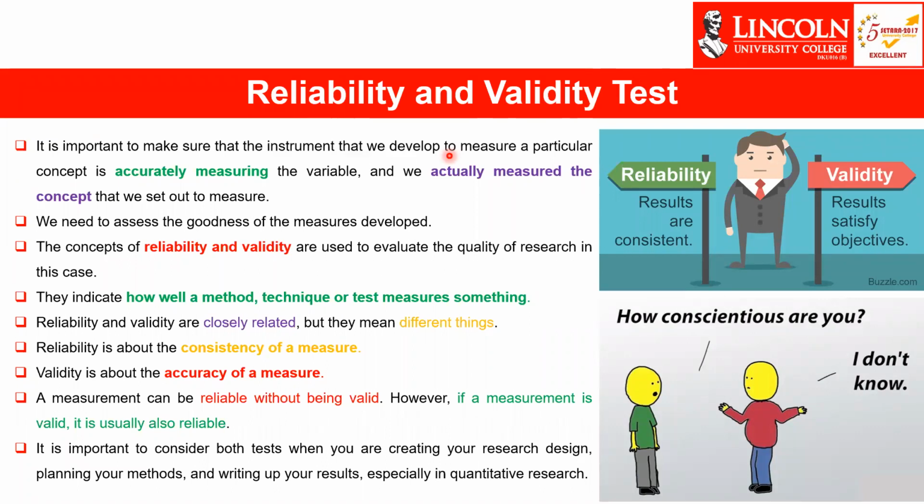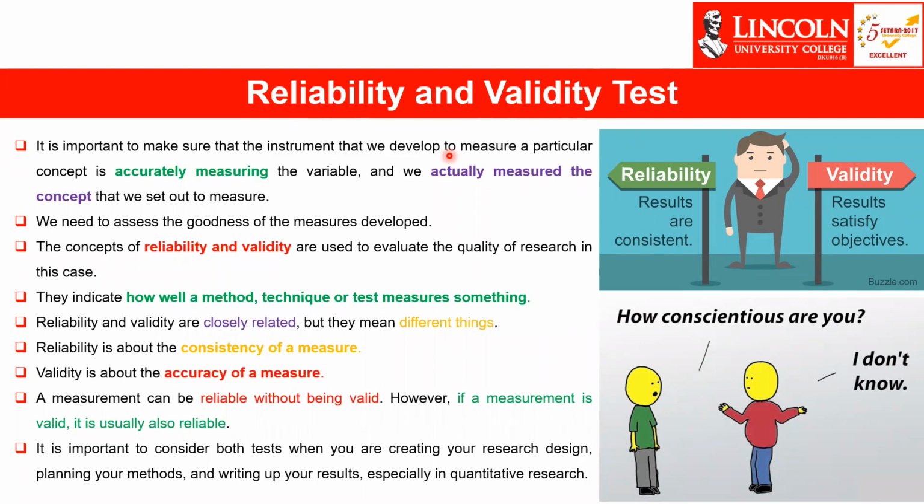They indicate how well a method, technique, or test measures something. Reliability and validity are closely related, but they mean different things. Reliability is about the consistency of a measure. Validity is about the accuracy of a measure. The measurement can be reliable without being valid. That is why you have to check both.